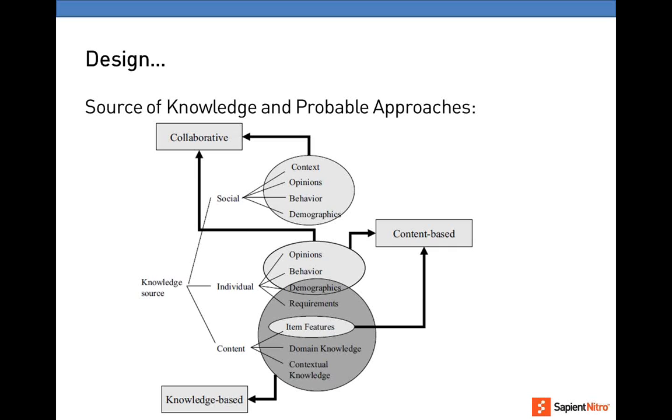If we have opinion, behaviors, demographics, and item features, then we can go for content-based. And if we have demographic requirements, item features, domain knowledge, and contextual knowledge, then we will go for the knowledge-based. Here, when we are going for the knowledge-based, we are missing the behaviors and opinions. If we do have them, then we can create a knowledge-based hybrid system that can be collaborative also.